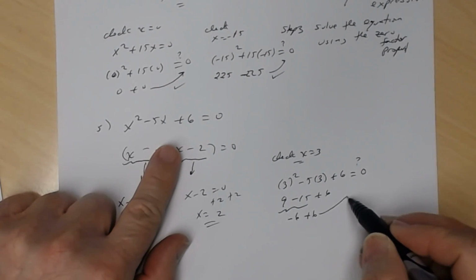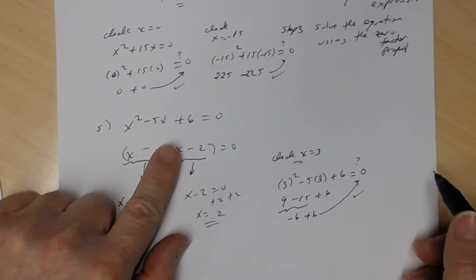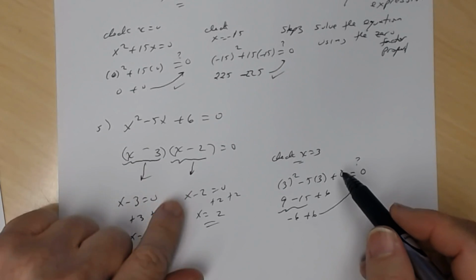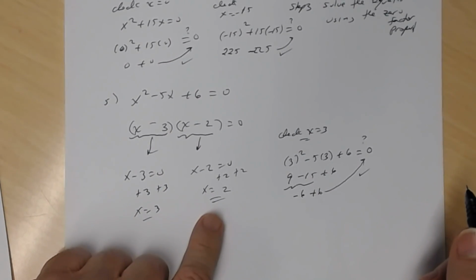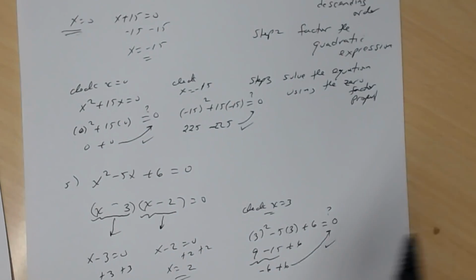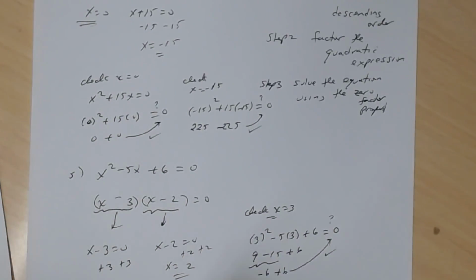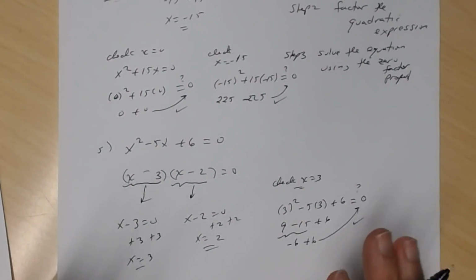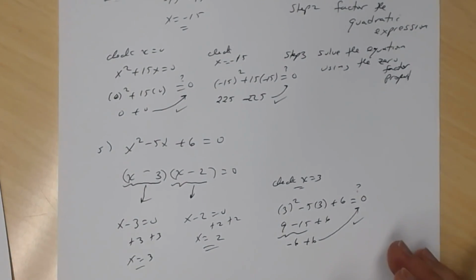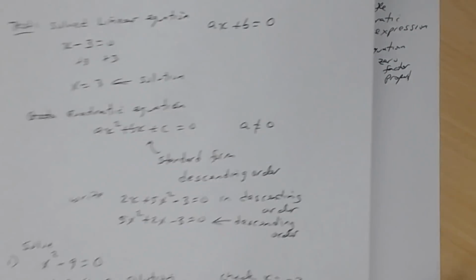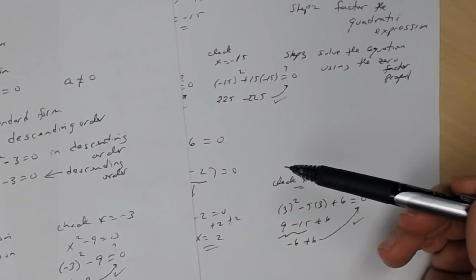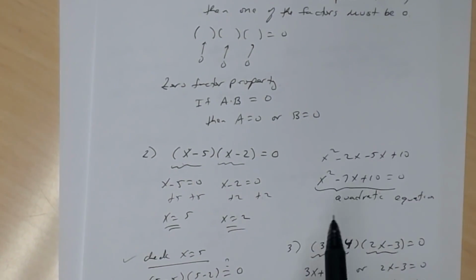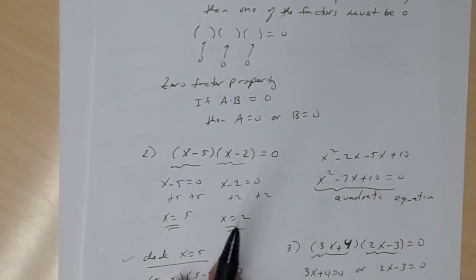Negative 6 plus 6 is indeed equal to 0. And if you did the same thing for 2, you would see it would work out. Okay? All right, let's do one more with this. And we'll do more with this. So this is a mini lesson on solving quadratic equations by factoring. So the whole point here was to introduce the zero factor property, and know when to use it.